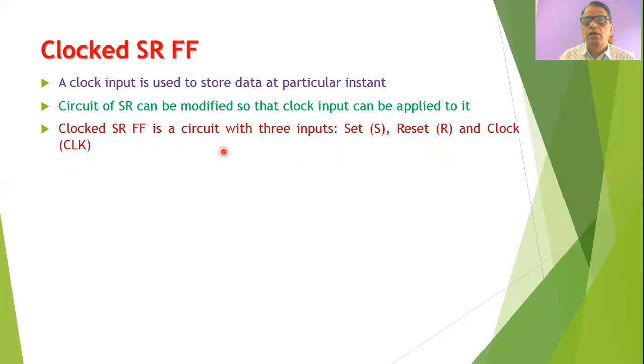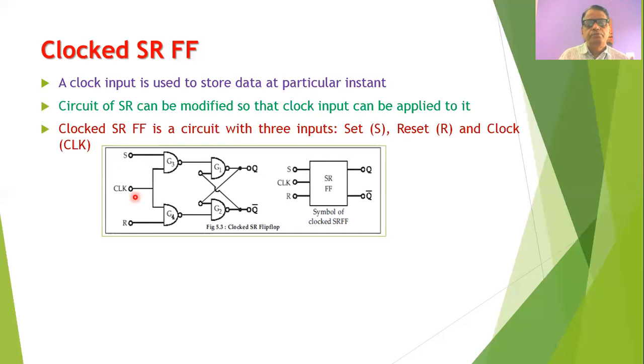So you can say that the clocked SR flip-flop will now have three inputs, that is the set input S, the reset input R, and another input that is being called the clock input, where we can apply the clock pulse. So a clock pulse is nothing but a square pulse. So we can apply the square pulse, and whenever the square pulse is applied, then the clocked SR flip-flop will be enabled, and we can store either 0 or 1 in the SR flip-flop.